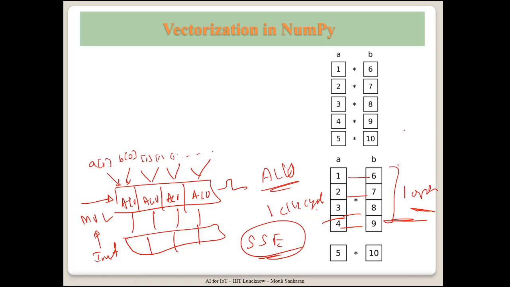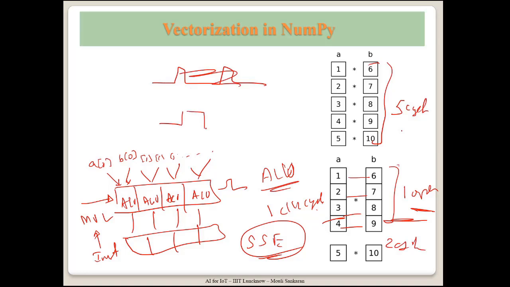Here it would have taken, suppose, 5 cycles. This will only take 2 cycles. When I say cycles, suppose this processor is running on, okay, this is not a clock pulse. A clock pulse should always be of 50 percent duty cycle. The time of this should be the same.